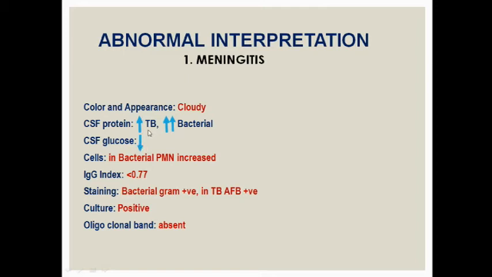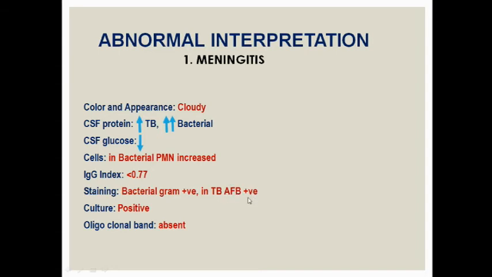CSF protein is going to be elevated in tuberculosis, but yes, it is going to be more elevated in bacterial as well. The CSF glucose, because of the presence of bacteria, which depend on glucose for their metabolism, is definitely going to be decreased. The type of cells in bacterial meningitis will be polymorphonuclear cells going to be raised. Okay, IgG index will be less than 0.77.